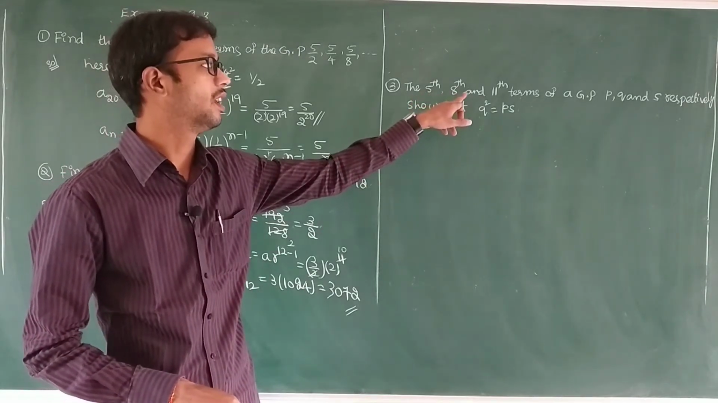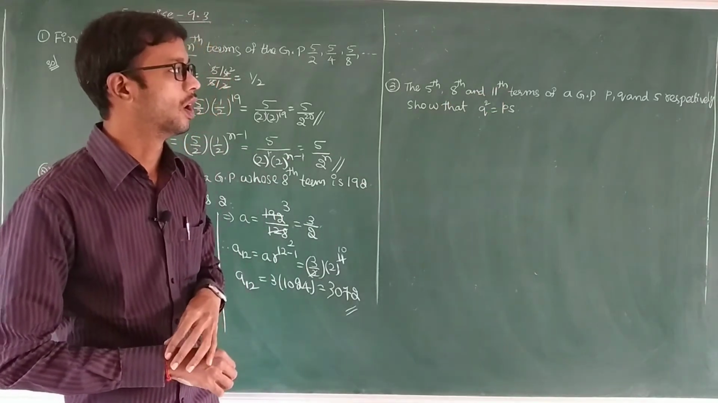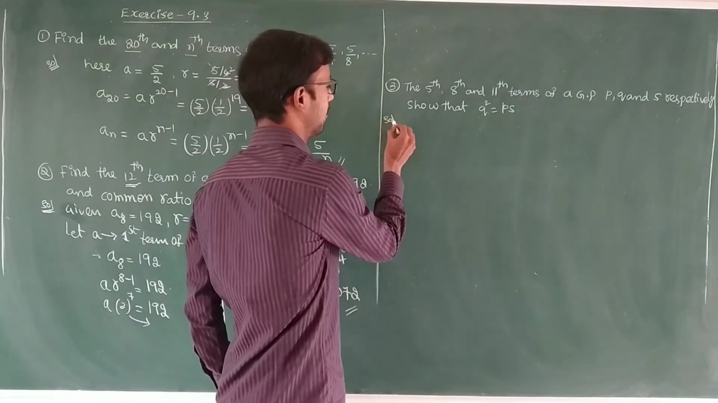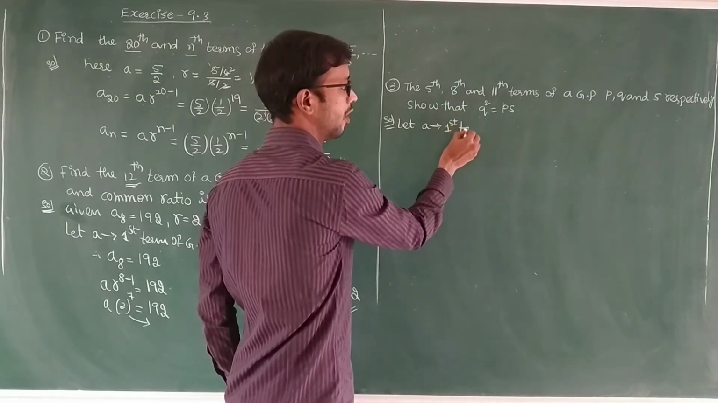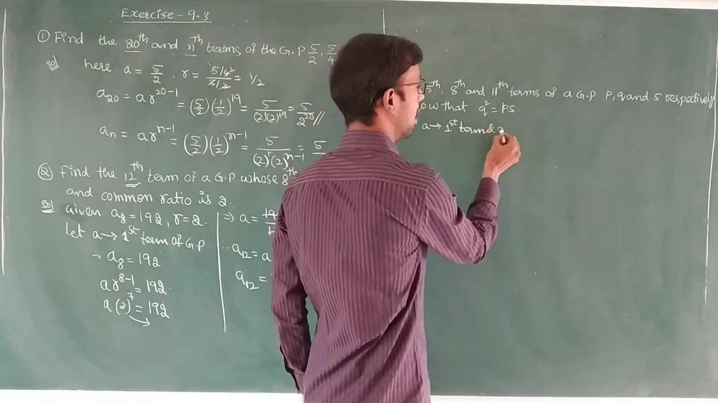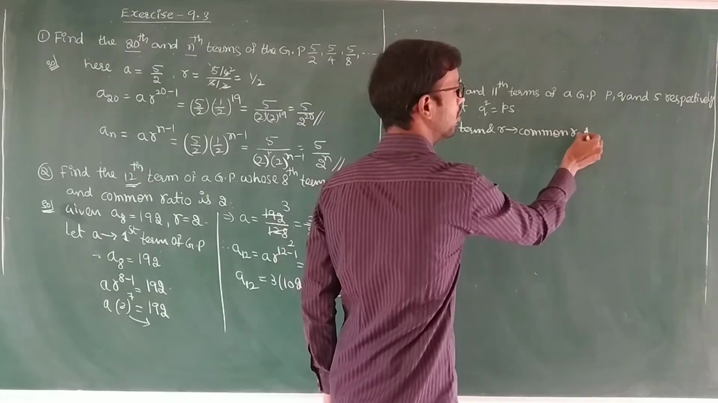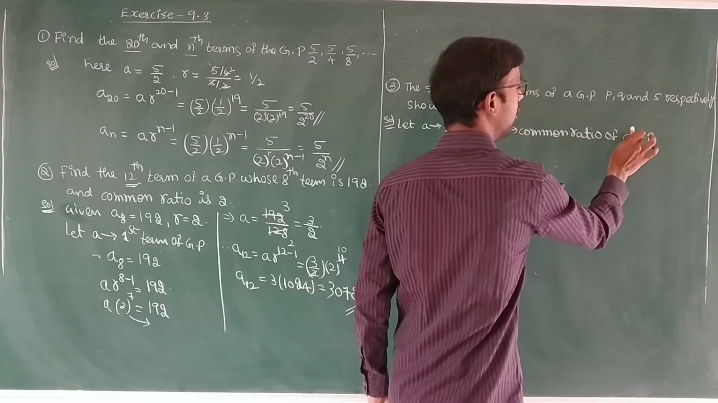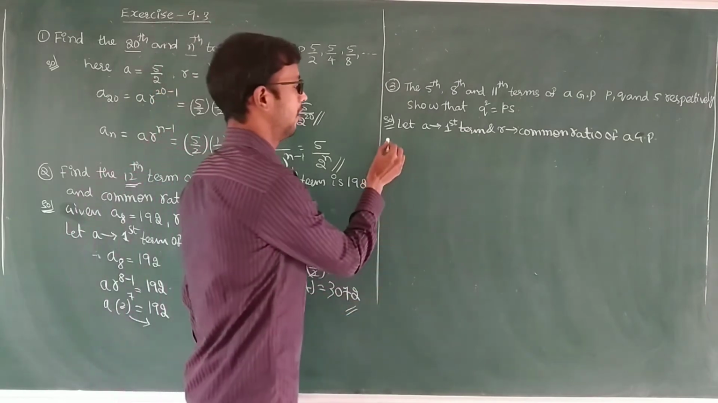Next, problem number 3. The 5th, 8th, and 11th terms of a GP are P, Q and S respectively. Show that Q square is equal to PS. First I am taking here: let A be the first term. We don't know the first term, so first term A I am taking, and R is the common ratio of the geometric progression.